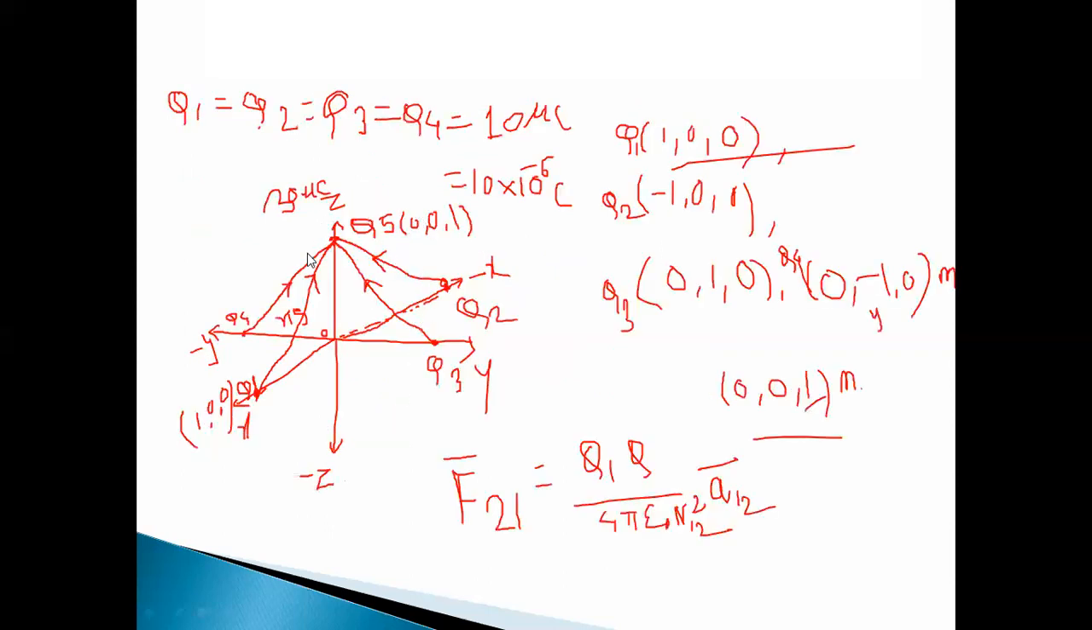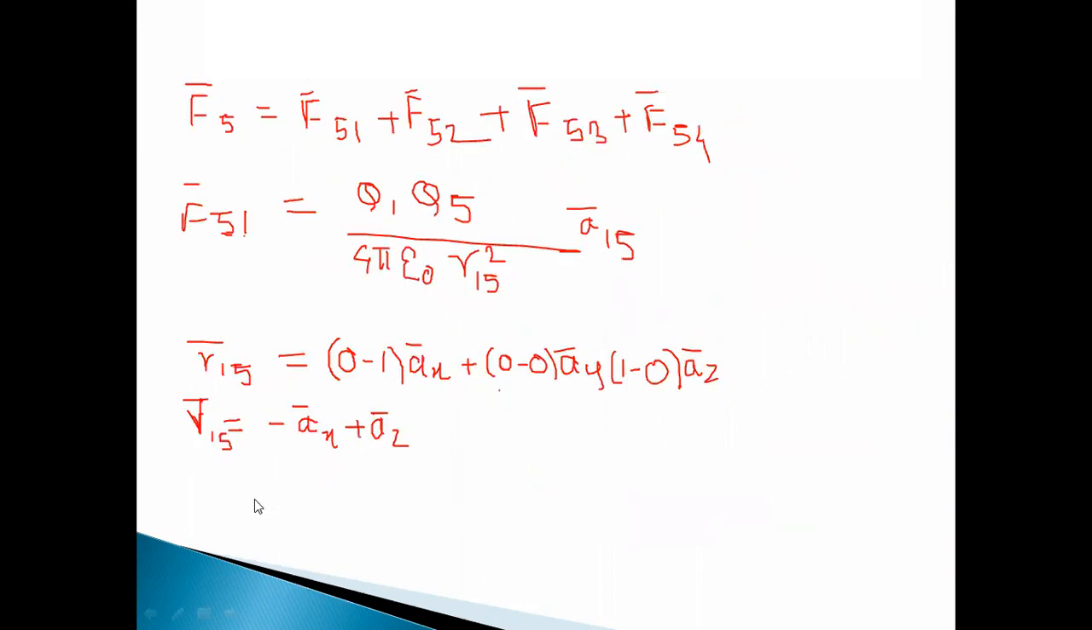We are going from charge Q1 to charge Q5, right? Then how are we finding any vector? End point minus start point. Now which end point comes here? It is 5, right? Okay, Q5 and this is Q1. So 0 minus 1.